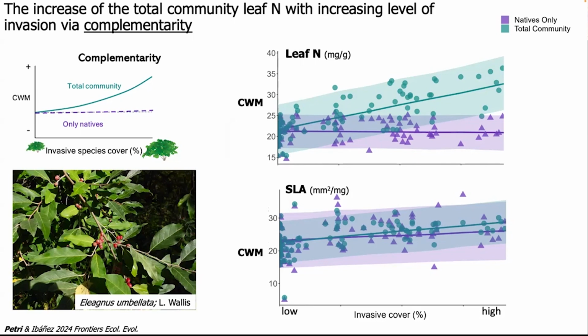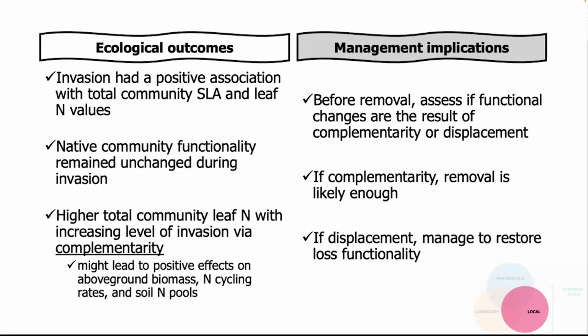And then the soil samples too, they show a lot more soil nitrogen underneath those invaded understories. So when you think about ecological outcomes and management implications, we had that positive effect for SLA and leaf nitrogen. The native community functionality remained unchanged, at least for leaf nitrogen. So the native community there is able to withstand similar traits. Having then the complementary scenario where if we were to remove invasive species, that community, at least for that trait, would be able to withstand that functionality.